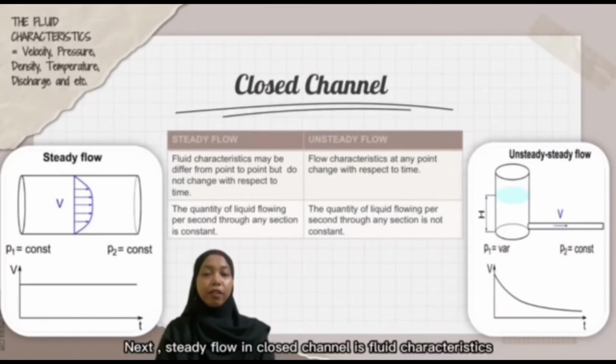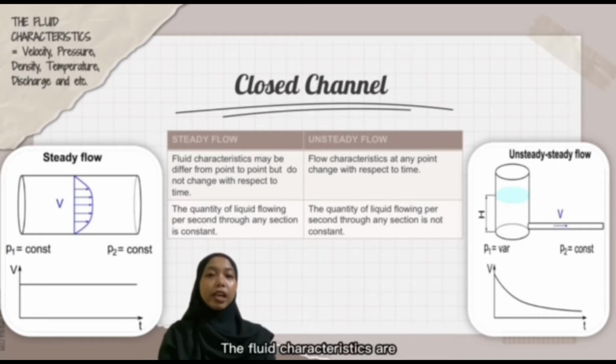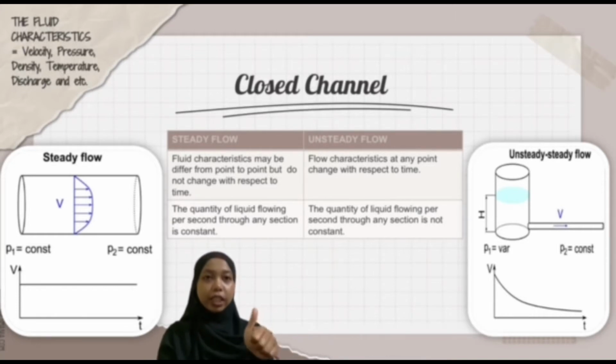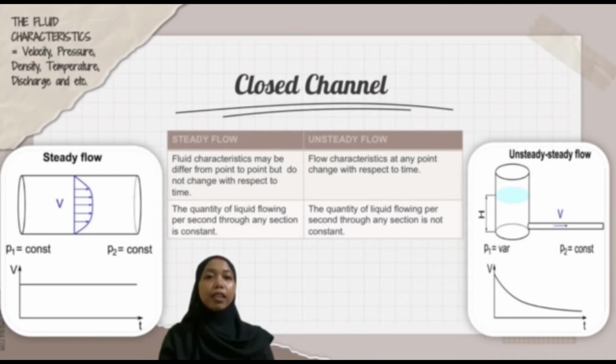Next, steady flow in closed channel is where the fluid characteristics will differ from point to point but do not change with respect to time. The fluid characteristics are velocity, density, pressure, temperature, and discharge. The diagram on the left shows an example of steady flow, V against T.